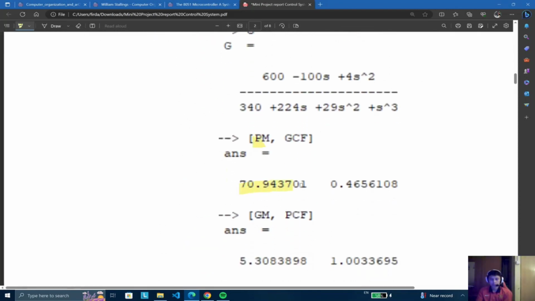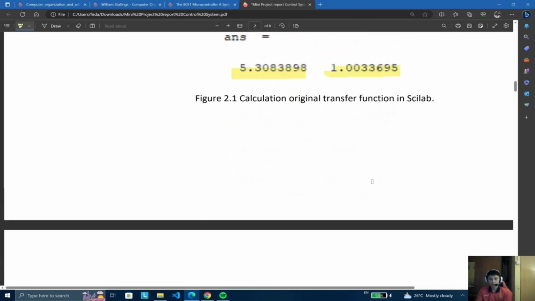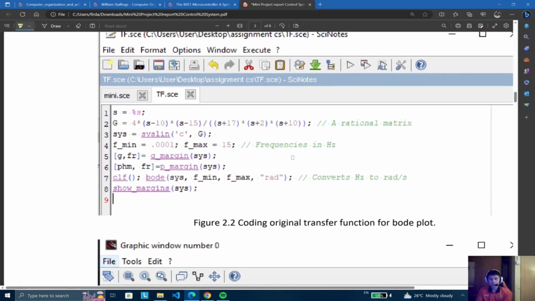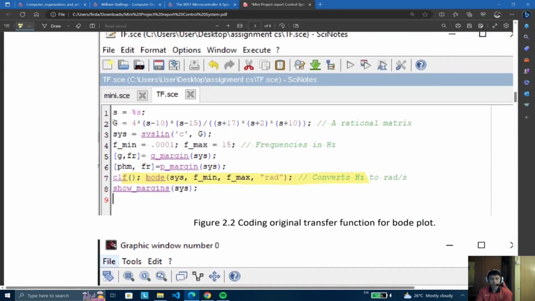I get phase margin 70.94 degrees, gain crossover frequency 0.465 Hz, gain margin 5.308 dB, and phase crossover frequency 1.003 Hz. I can also convert the value of Hz to radians. And this is the original code for the plot, and this is the value I take for my gain.